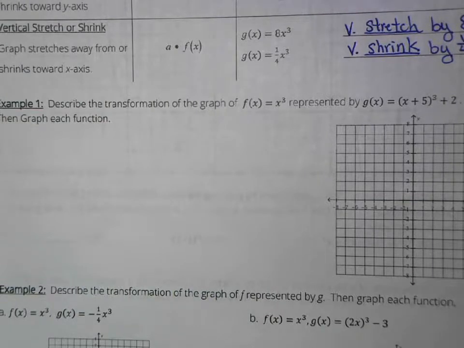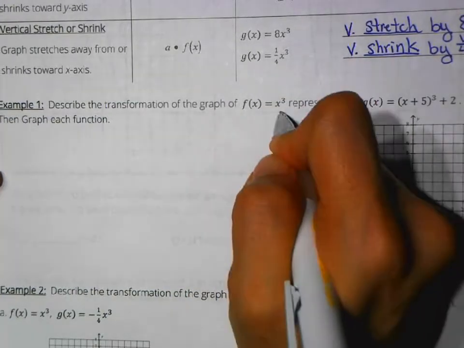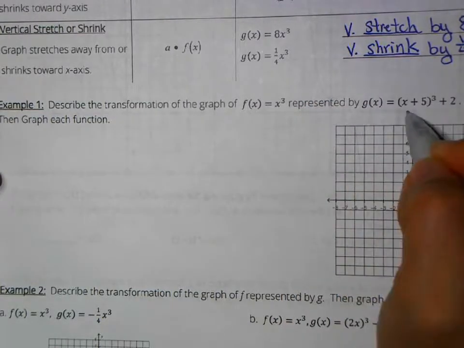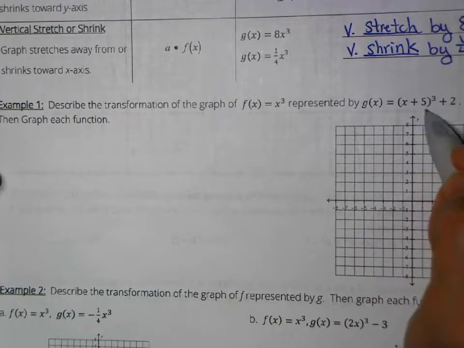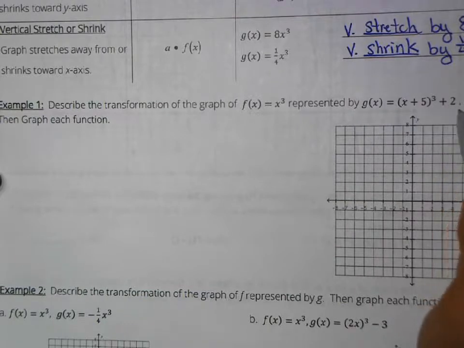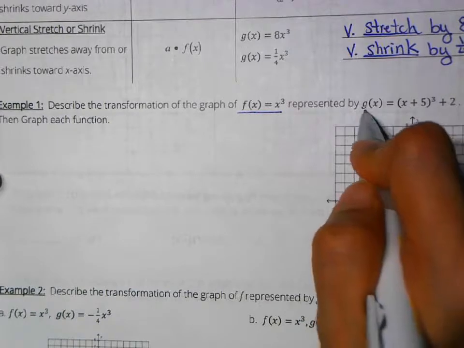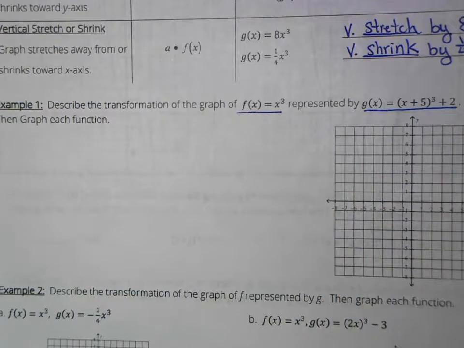Okay, speaking of transformation, let's take a look at a couple of examples with actual graphs. We're on page 27 of our note packet looking at example 1. Describe the transformation of the graph f of x equals x cubed that is represented by g of x equals the quantity x plus 5 cubed plus 2. So we're going from a parent function to this new transformation.